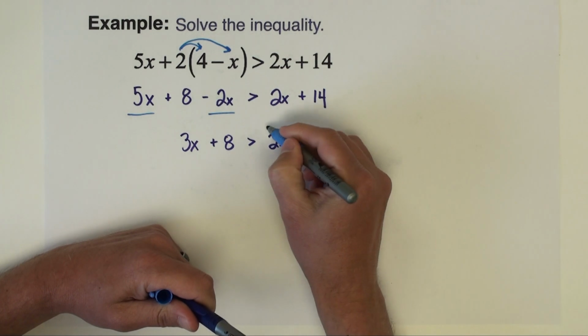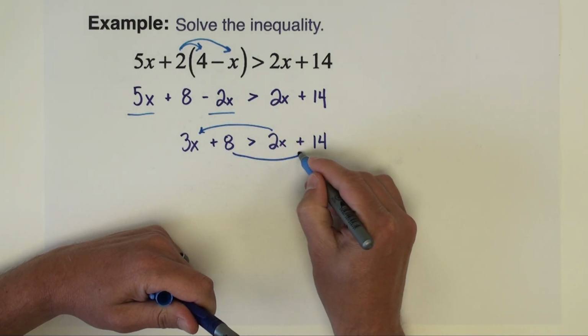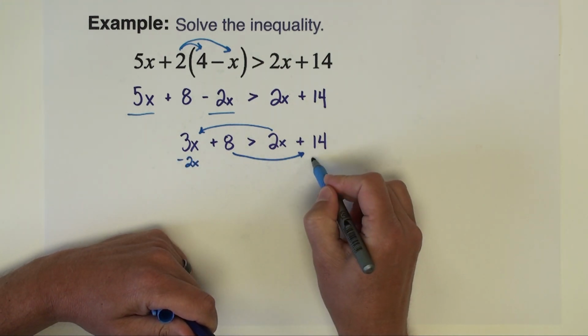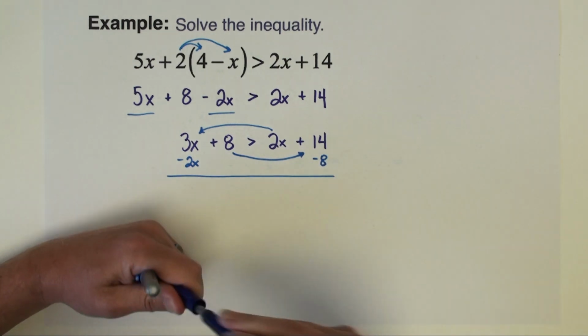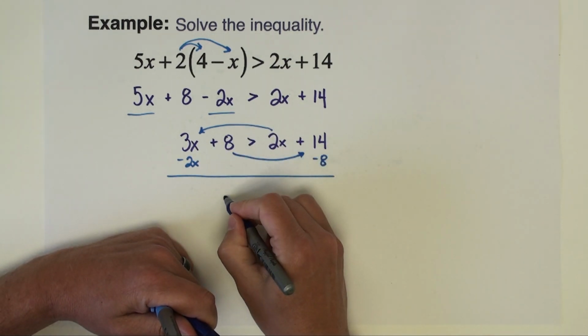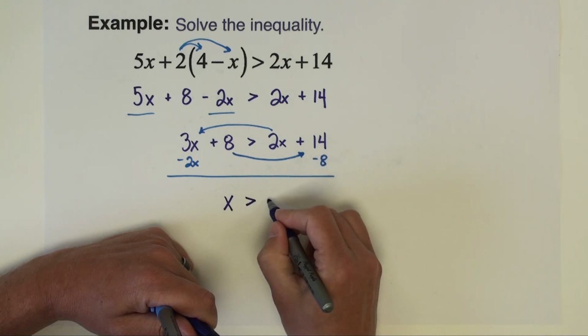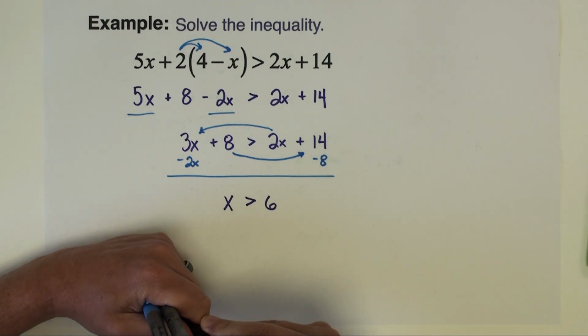Now it's more like terms. The x's need to come to the same side. The non-x's need to go to the same side. So we're going to subtract 2x, subtract 8 to accomplish that. So 3x minus 2x is 1x or just x, is greater than 14 minus 8, which is 6. So there's my inequality solution.